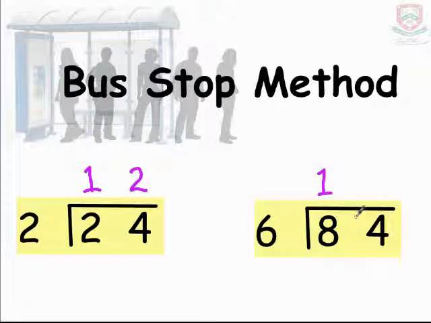And those 2 remainders pass over here. And we now have the number 24. How many 6's go into 24? 6, 12, 18, 24. So that's 4. So the answer to 84 divided by 6 is 14.